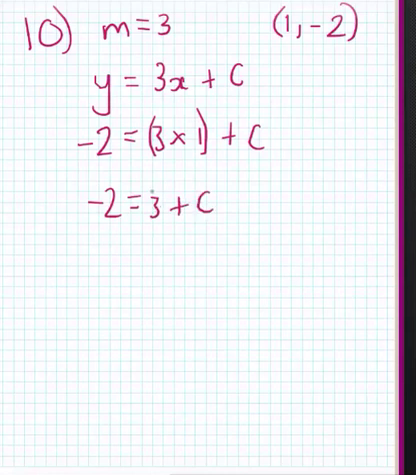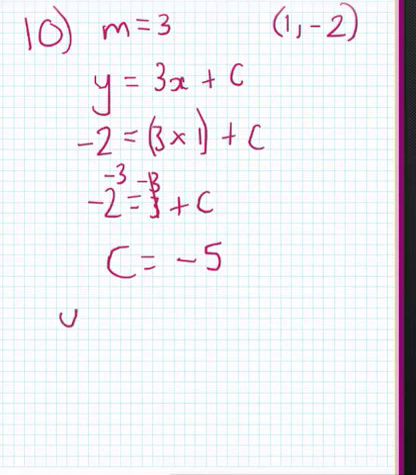To bring the 3 to this side, we have to take away 3 because it's positive. So c will equal, now be careful, -2 minus 3, so c is -5. I found my y-intercept, so therefore the equation is y equals 3x minus 5, and we're done. And just remember, the 3 came from the question. They actually gave us the gradient. We had to find the y-intercept by subbing in the x and y value and solving for c.